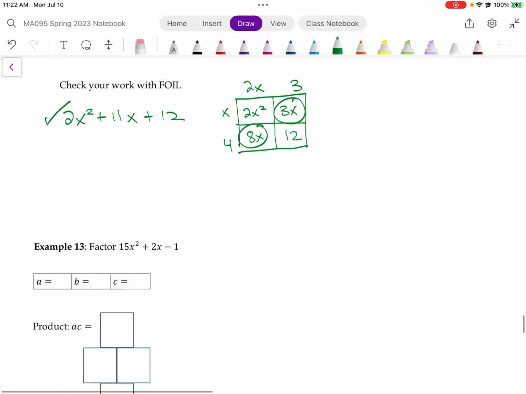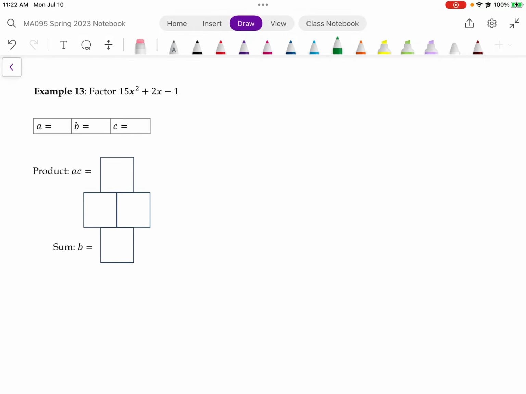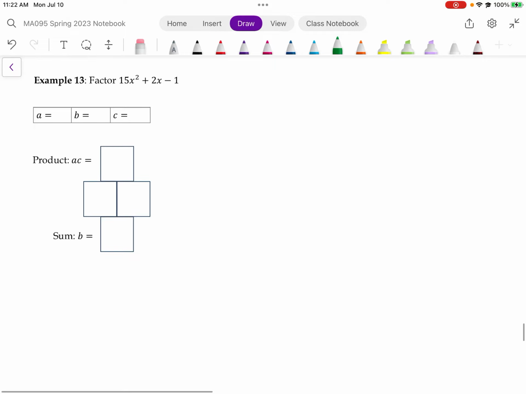Okay, so let's move on to another one. These just take a lot of practice. The minuses can be anywhere, and they just take practice. So pause the video and give this one a try. I only have these last two problems.